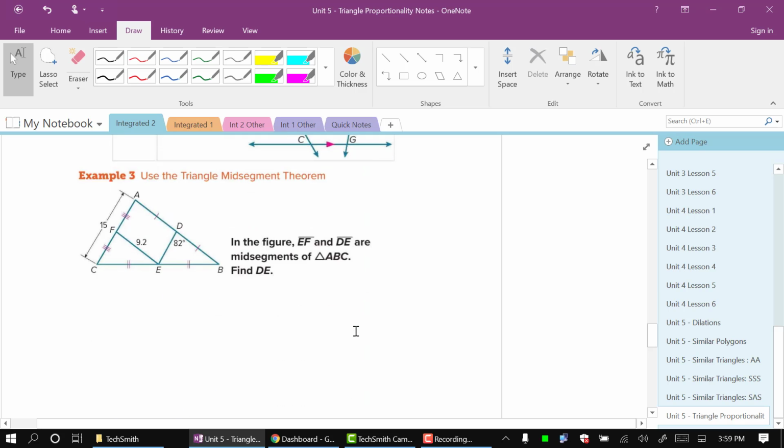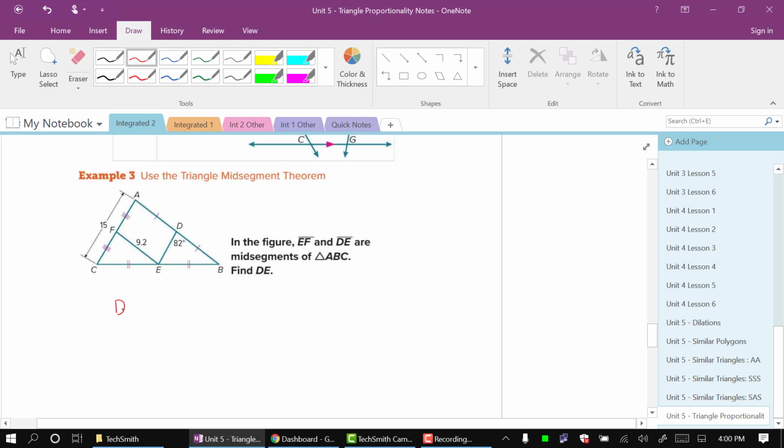So we want to use the triangle midsegment theorem. So in the figure, EF and DE are midsegments. We want to find what the length of DE is. We know that this angle right here is 82. We know that this length is the same as this length. We know this length is the same as this length. And we know that this length is the same as this length. So that means this length and this length are both 7.5 because that's going to be half of 15.